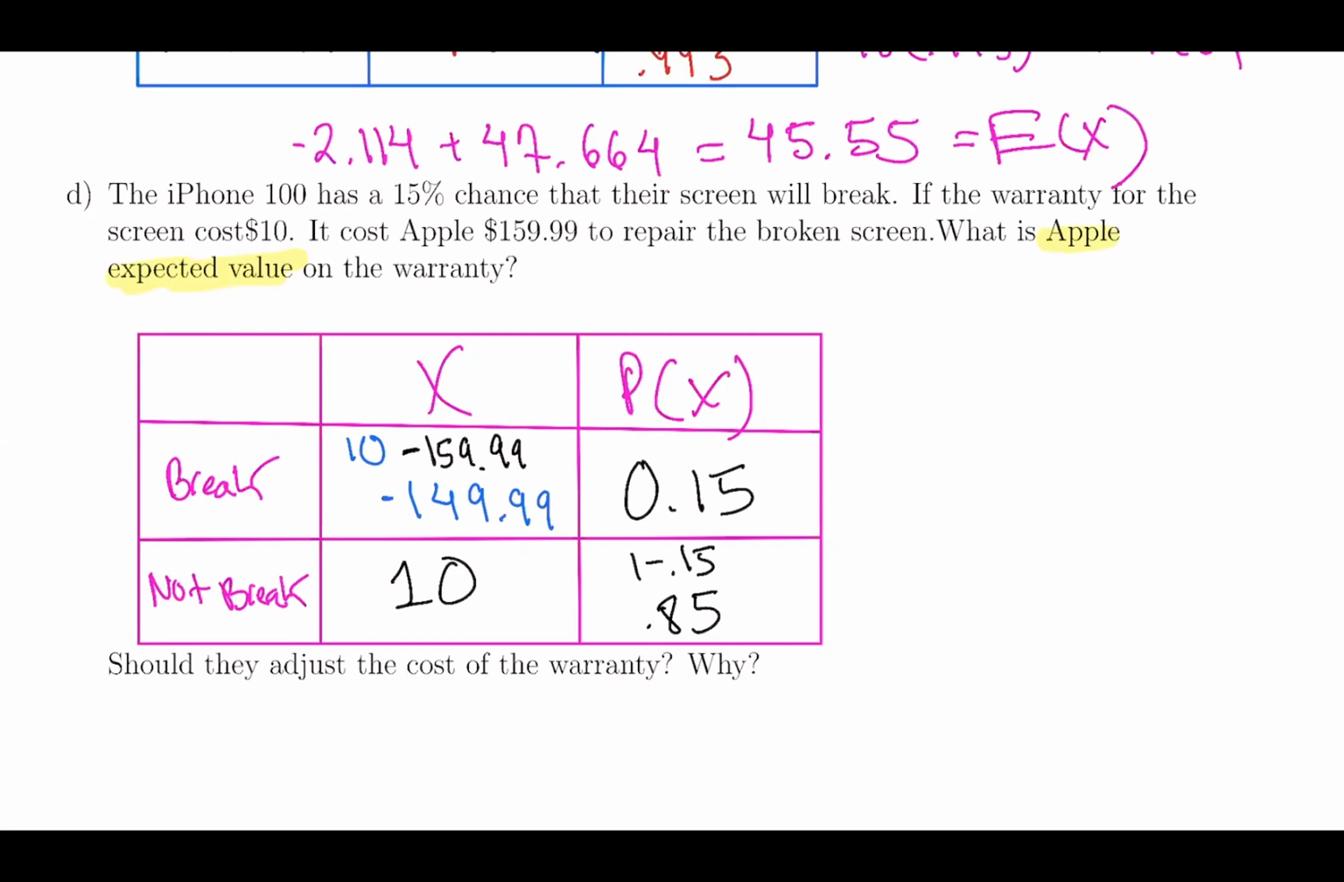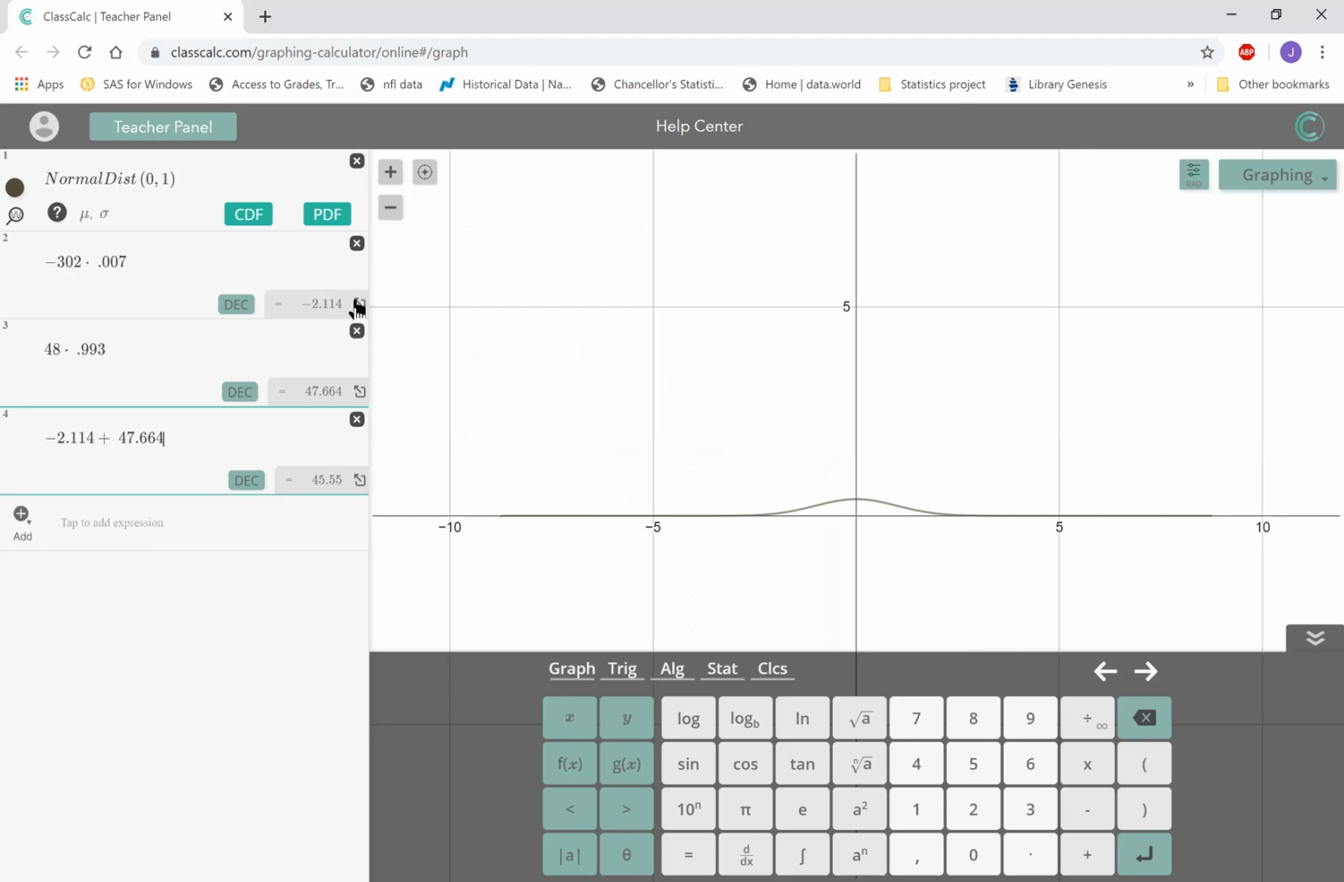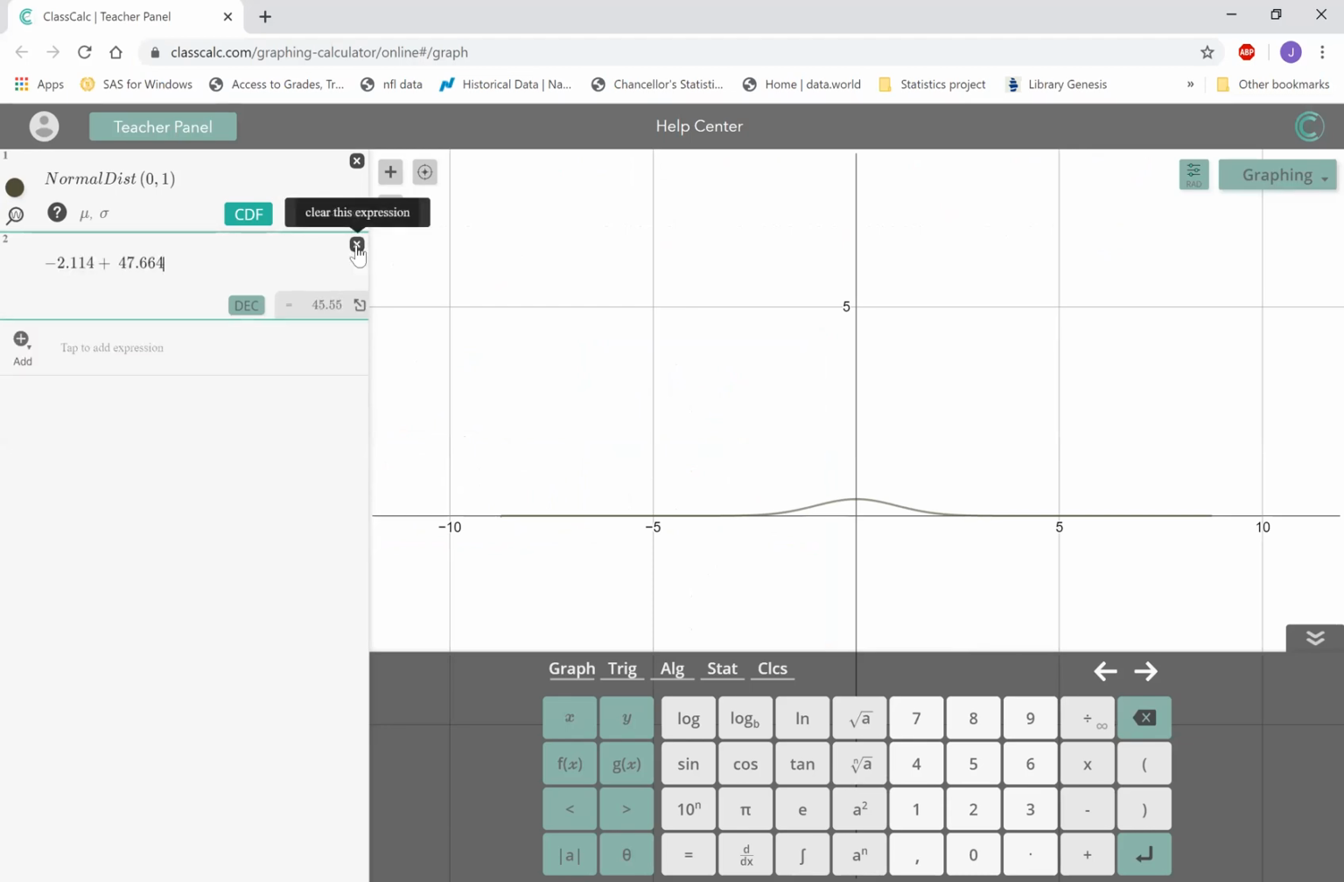Any question in regard to how I got any of those X values or the probabilities? No. Cool. All right, up next, I'm gonna switch this over to class calc where I can do the math for this portion. So let's switch it over to class calc. All right, so let me erase.